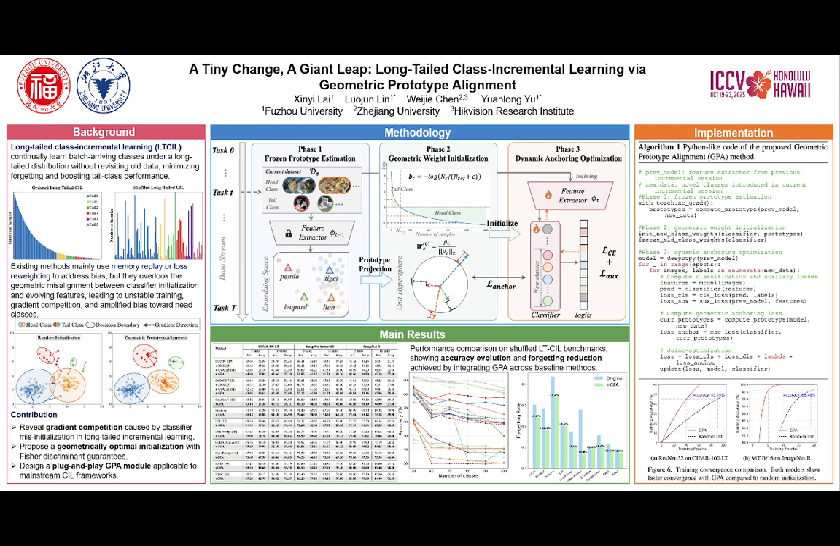To conclude, we identified a fundamental geometric problem in long-tailed class-incremental learning. Our proposed solution, geometric prototype alignment, acts as a small but powerful plugin that corrects classifier misalignment, leading to faster convergence, less forgetting, and dramatically improved performance on tail classes. It's a simple change that enables a giant leap forward for continual learning systems in the real world.